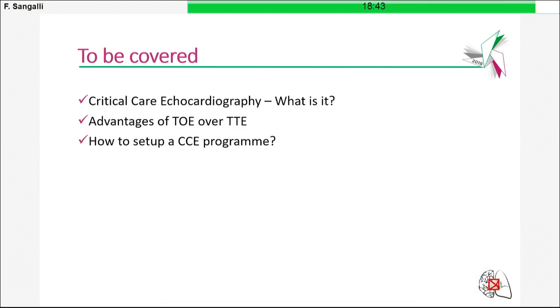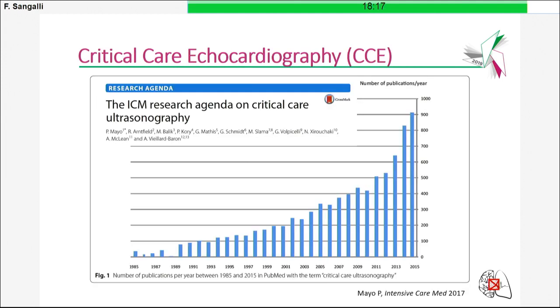So I have just one thing to disclose, which is, unfortunately, as you can see from the title, this won't be a very practical clinical presentation. I'm sorry about that, but I'll try to manage, and I hope you do too. I will talk about what is critical care echocardiography, the advantages of TOE or TE, as you want to spell it, over TTE, if any, and what we should do to implement a critical care echo program.